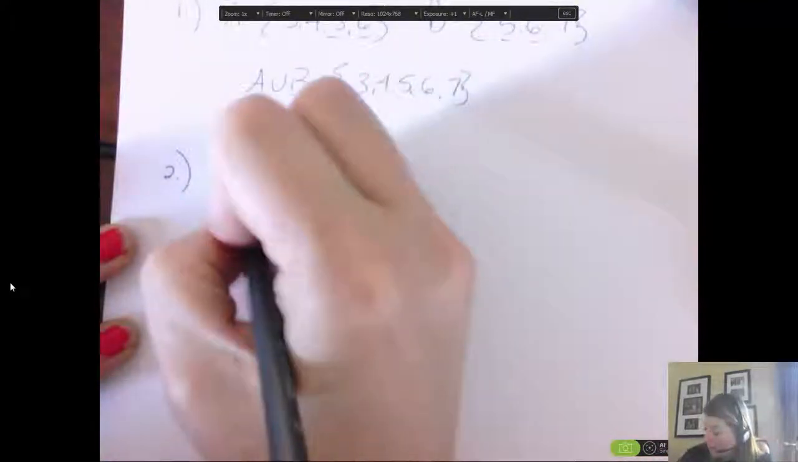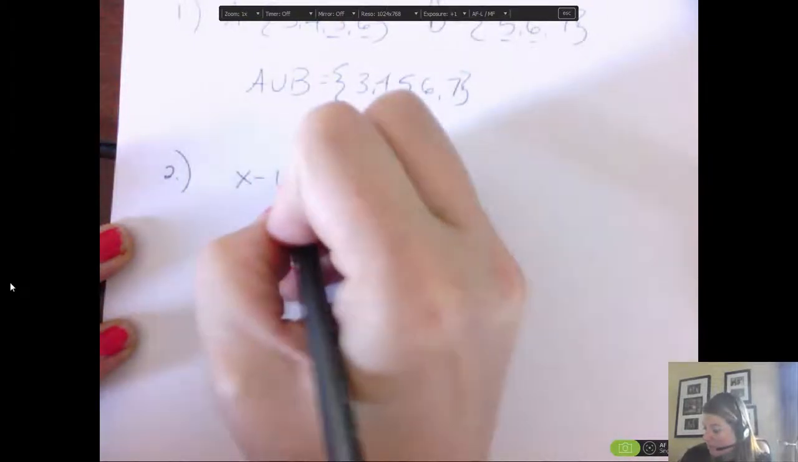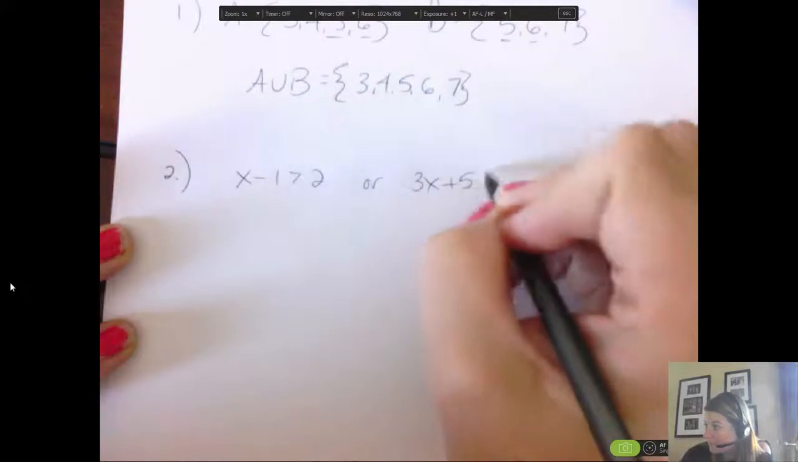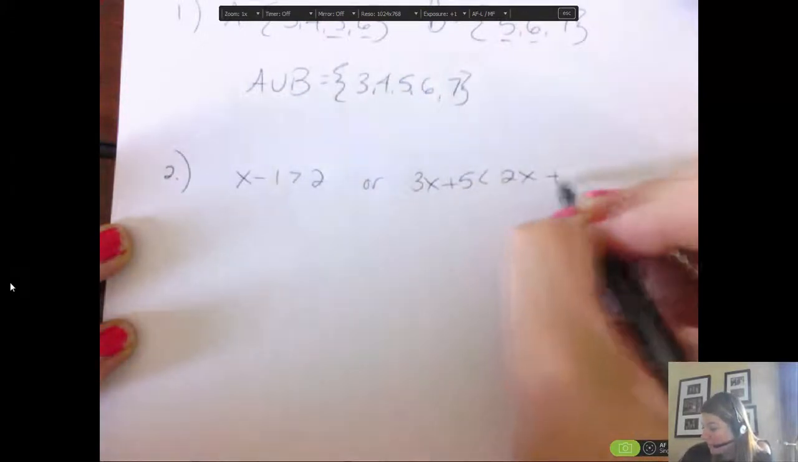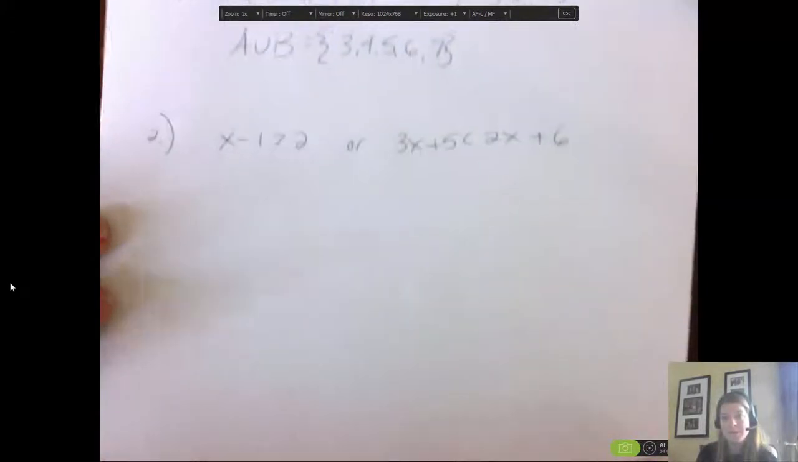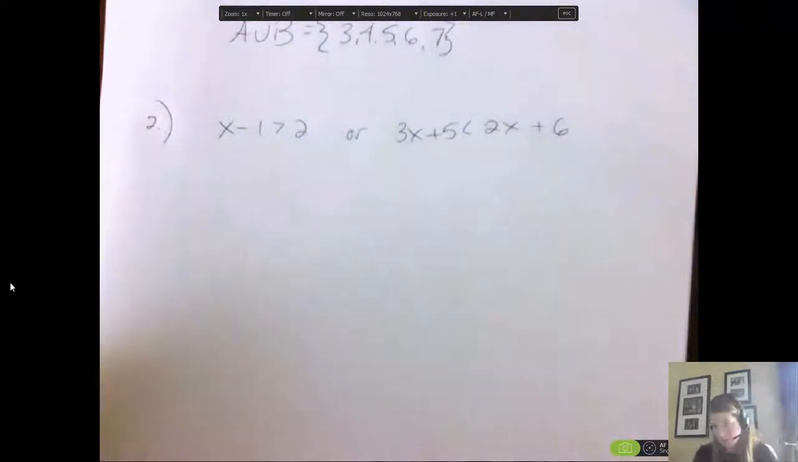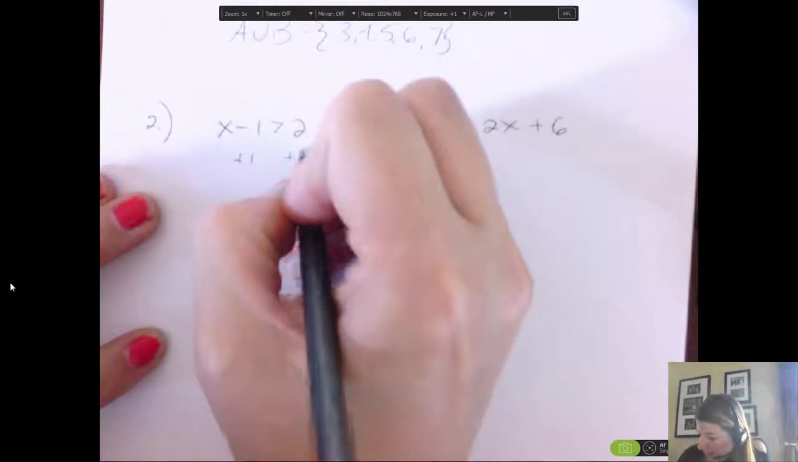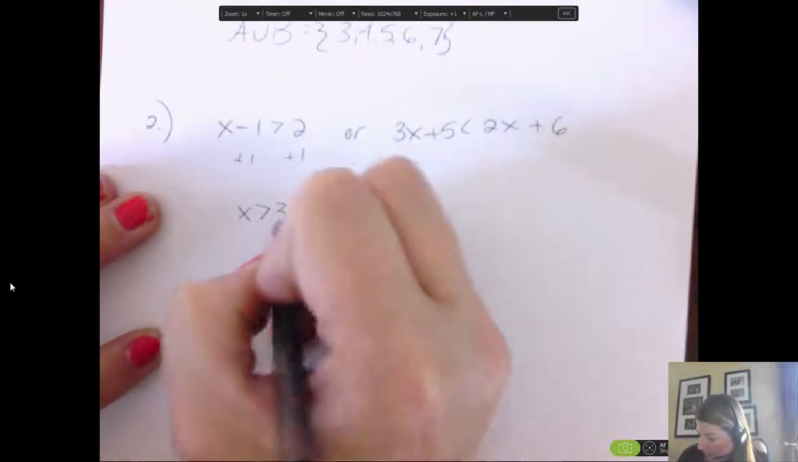It's ridiculous. So what if I have x minus 1 is greater than 2 or 3x plus 5 is less than 2x plus 6? So here are two inequalities, but this time I say or. So it could be this one or this one. I don't have as many no solutions on these, right? Because with an and, there's no solution when you don't have anything in common. So let's solve these both. We'd add the 1 over, and that's going to be x is greater than 3.